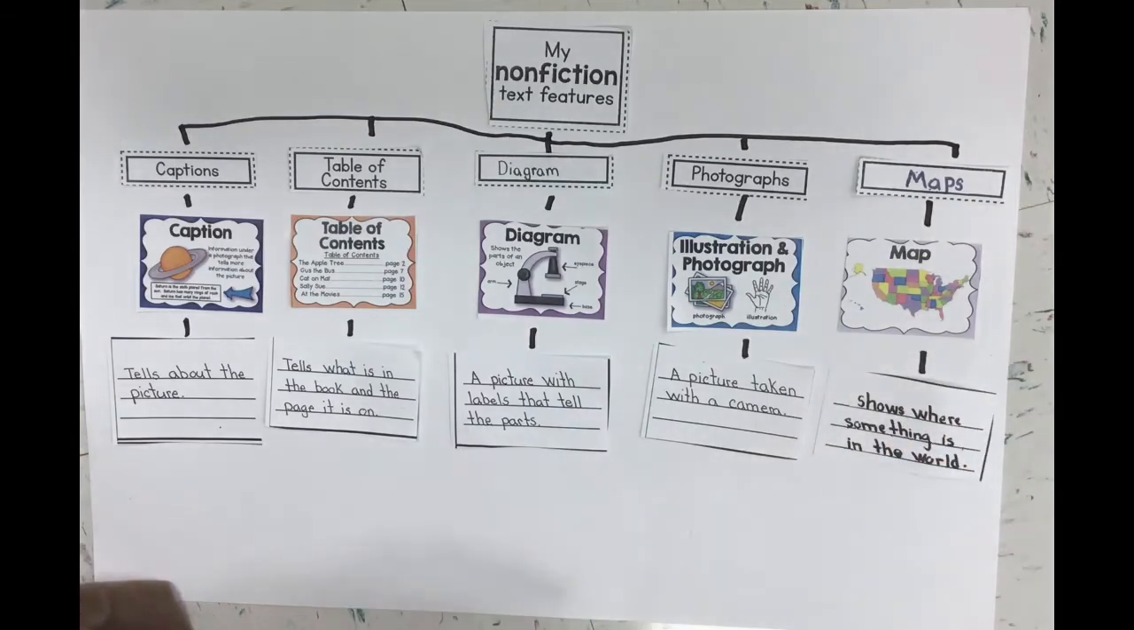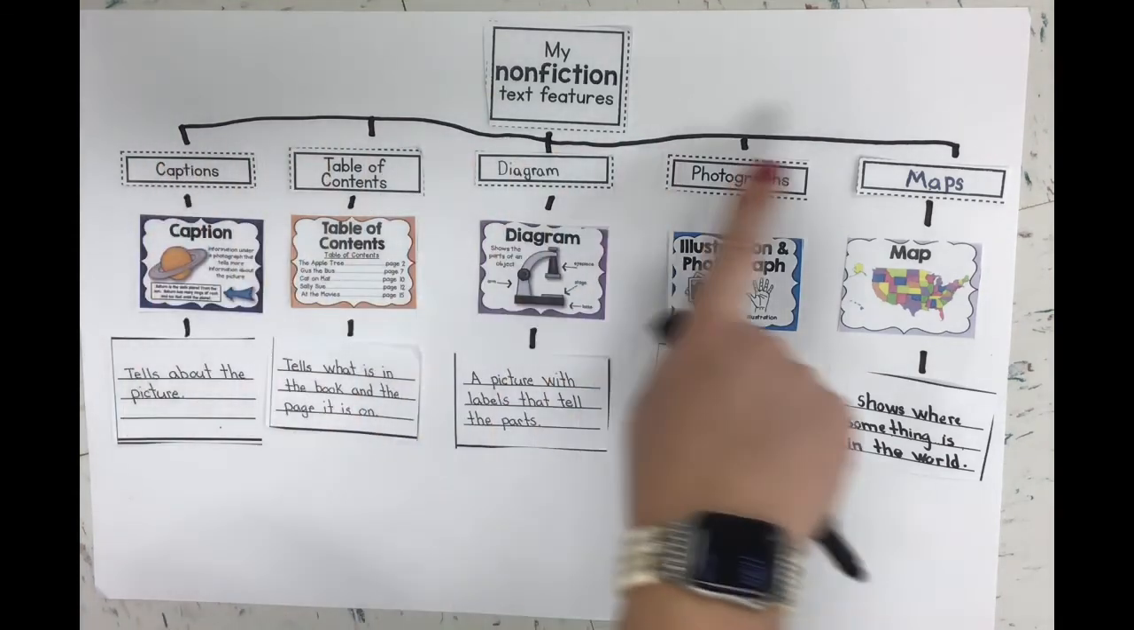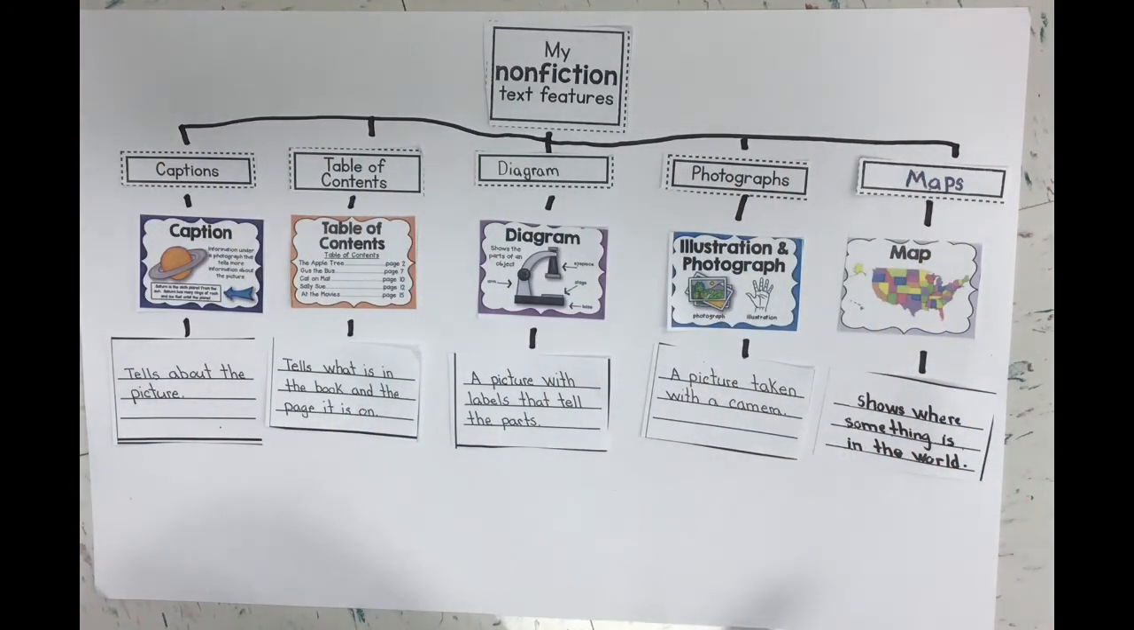Now there are more than 5 text features, and we will learn more about them as the year goes on, but we're going to focus on these 5 this week. All right, so when you are done, you are making sure everything is glued on. You have added in your tree map with those 5 branches. And now that we are text feature experts, this week we are going to have lots of fun and talk about how certain text features tell us more in particular books we're reading.